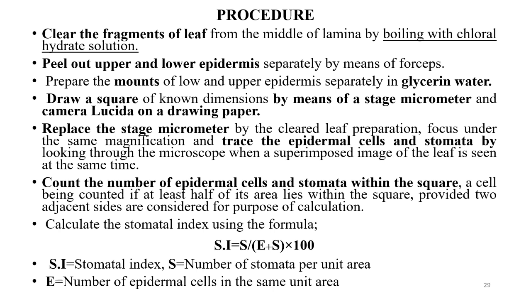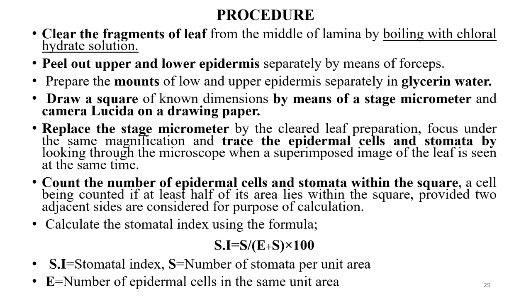Coming to the procedure, first we have to clear the leaf fragments and boil them with chloral hydrate solution, peel out the upper and lower epidermis, and prepare the mount using glycerin and water. First you have to draw a square on a black chart by means of the stage micrometer and the camera lucida. After drawing that square, replace the stage micrometer with the leaf mounting preparation, and then start tracing the epidermal cells and stomata by looking through the microscope.